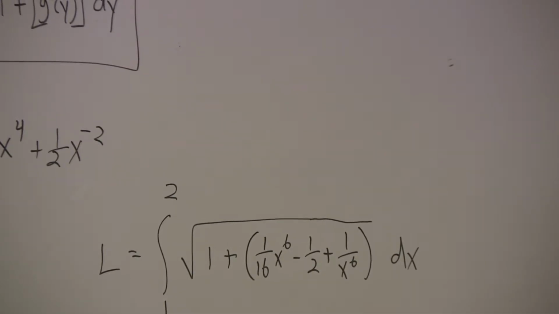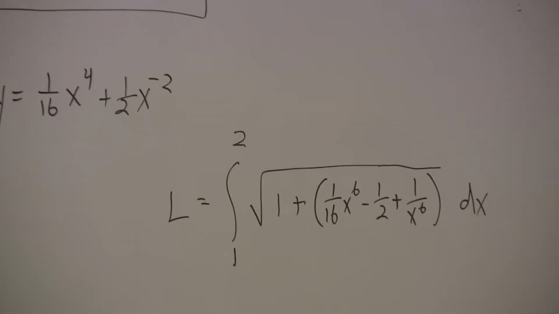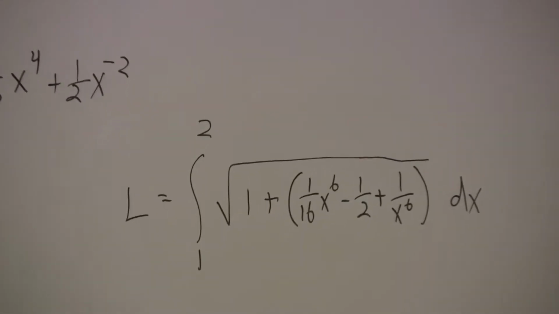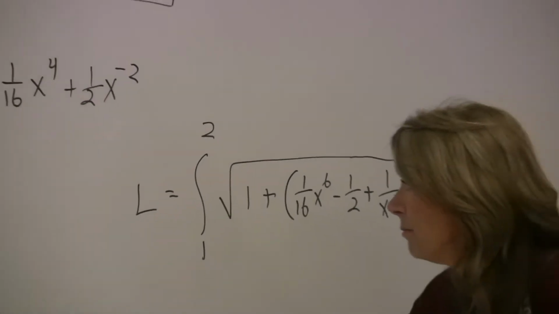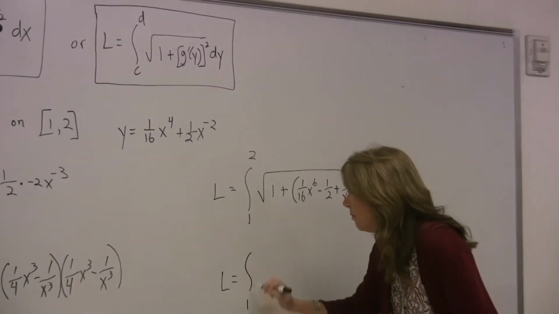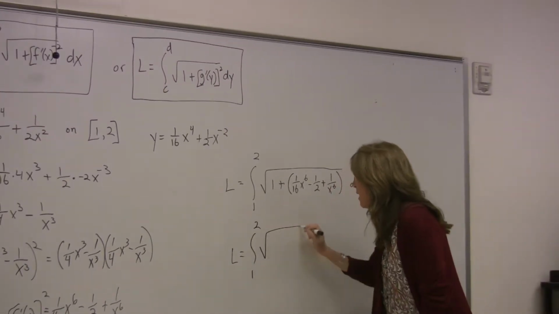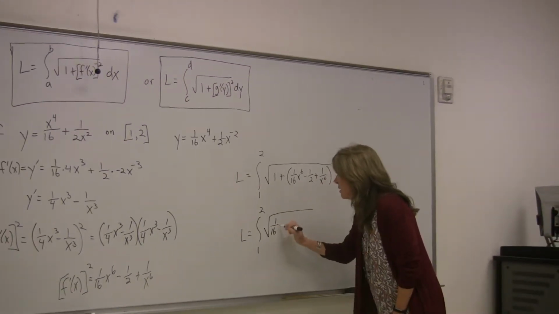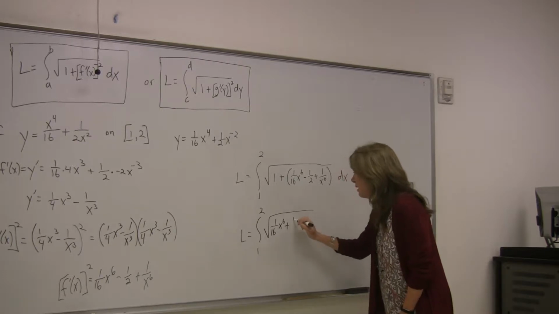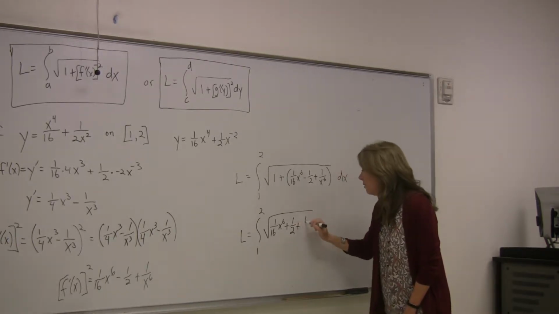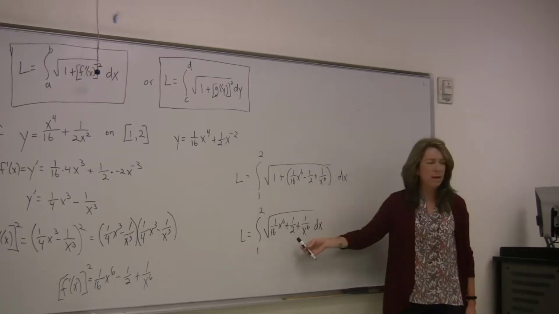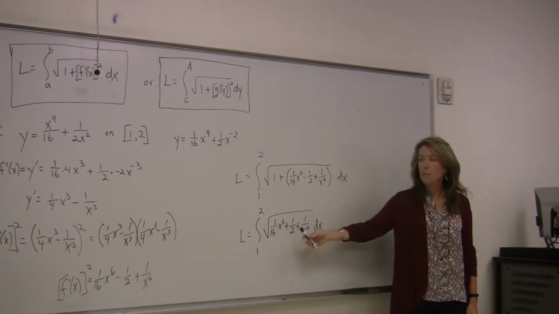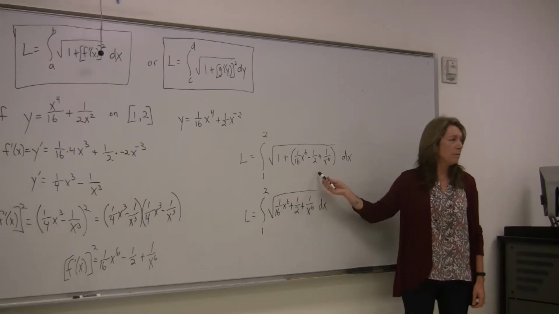It's getting messy, I agree. If I combine my terms, I now have 1/16 x to the 6 plus 1/2 plus 1 over x to the 6. You see where that plus 1/2 came from? I have positive 1 minus 1/2.